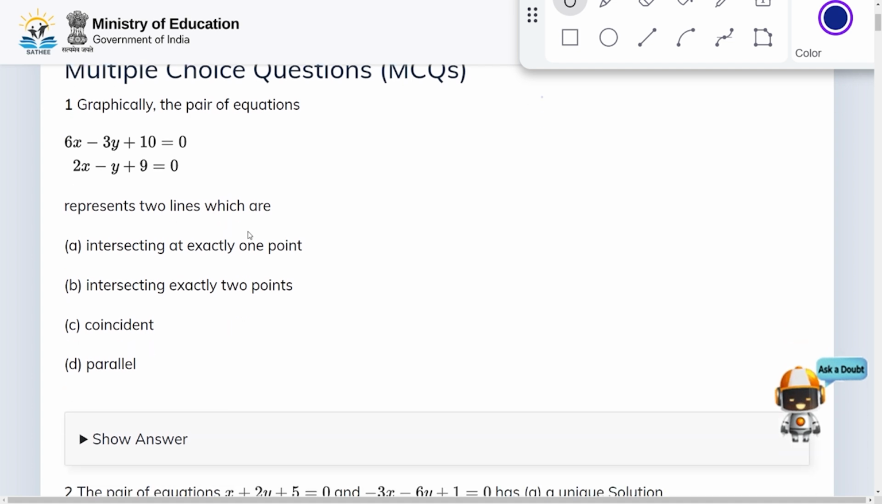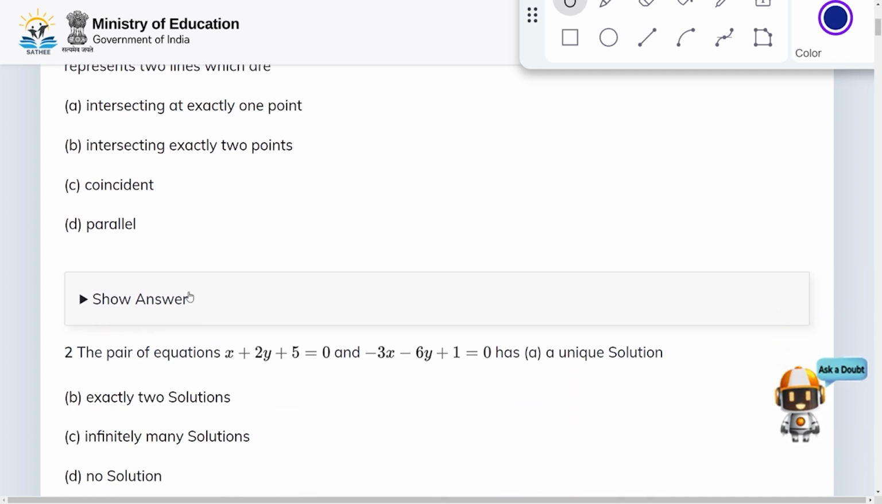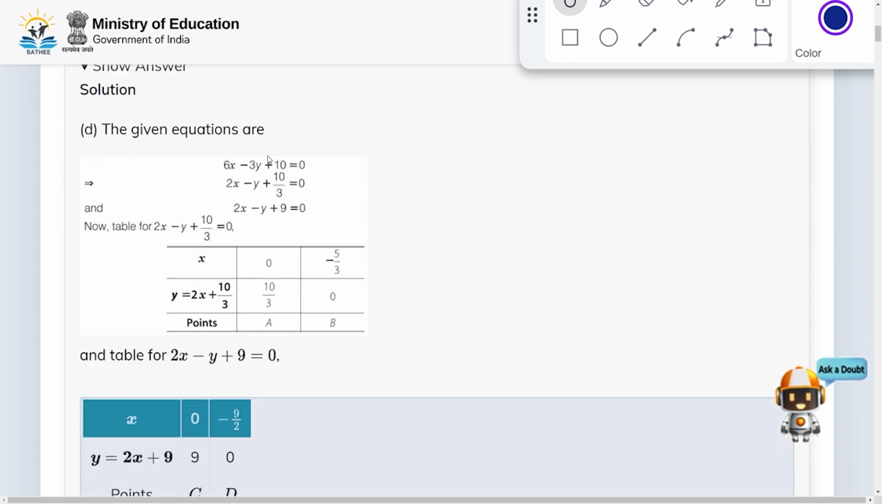First of all, we have to draw the graph of this pair of linear equations, and then see whether the lines intersect, are parallel to each other, or coincide. Let us see how to solve it. We can write equation 1, 6x minus 3y plus 10 is equal to 0, by dividing by 3, as 2x minus y plus 10 by 3 is equal to 0. And the second equation is 2x minus y plus 9 is equal to 0.